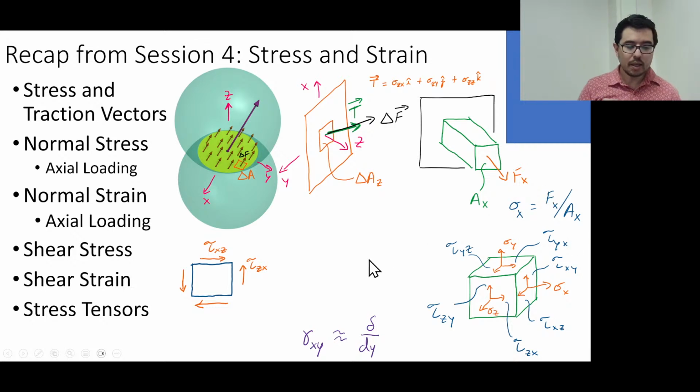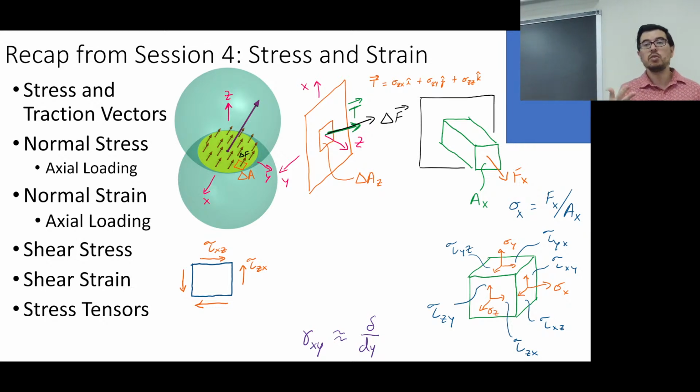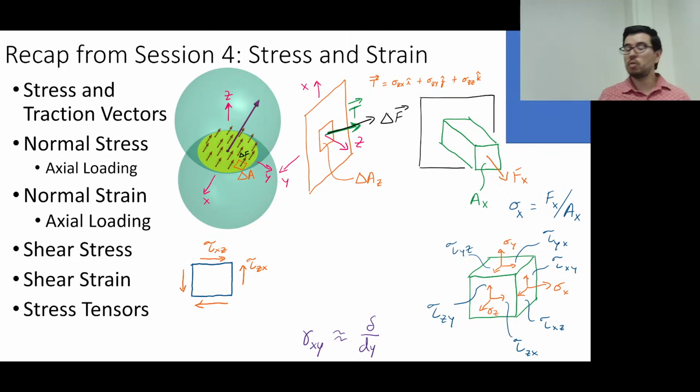But then we're going to link it to material properties. And it turns out that we use this axial form, this normal loading form, quite a bit when we characterize materials. Why? It's easier to stretch a material in one direction than in multiple directions at the same time.